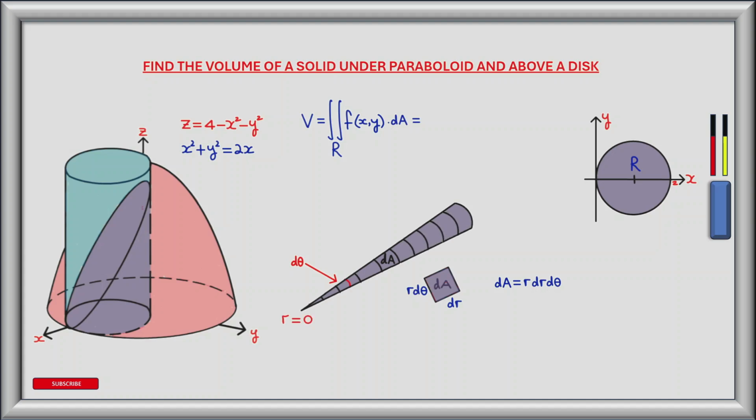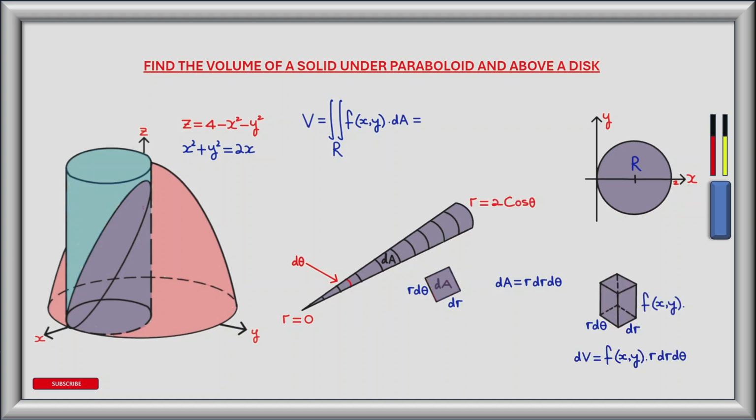When we sum or integrate in the r direction, for this exercise we begin where r is equal to 0. And we travel to the edge of the circle, so where r is equal to 2 cos theta, as we saw when we converted the equation of the circle to polar coordinates. If we multiply an infinitesimally small piece of area dA by height, we get an infinitesimally small slice of volume, which is the height function f of xy multiplied by r dr d theta.